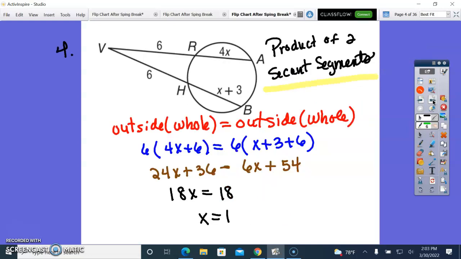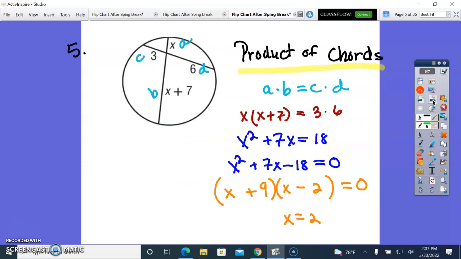Question 4 on your note template. Notice it is also the product of the two secant segments. It's the second law. Again, it is the outside portion of that secant segment times the whole thing equals the outside times the whole thing. I distributed and came up then with x equals 1. That's number 4.